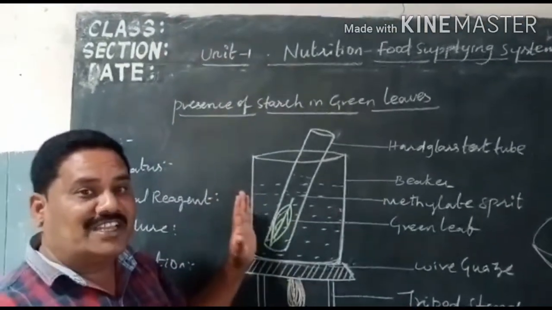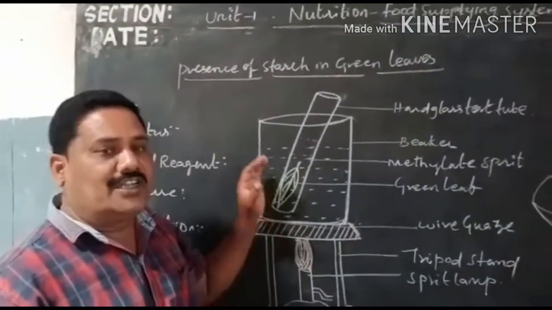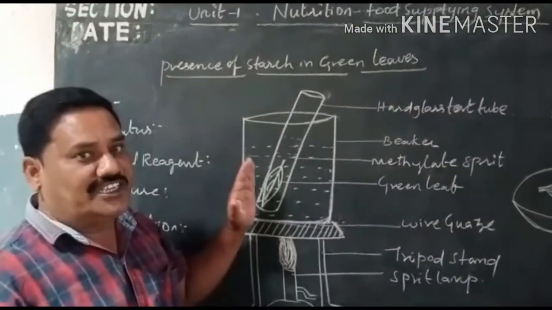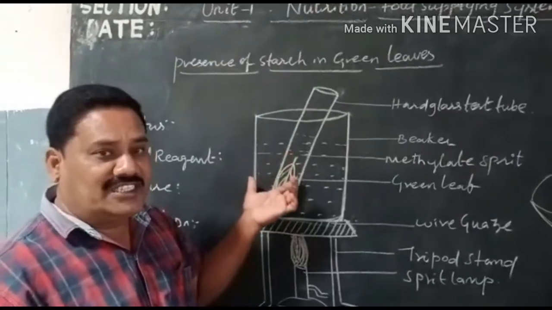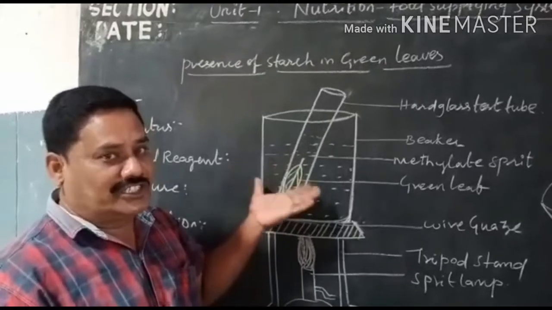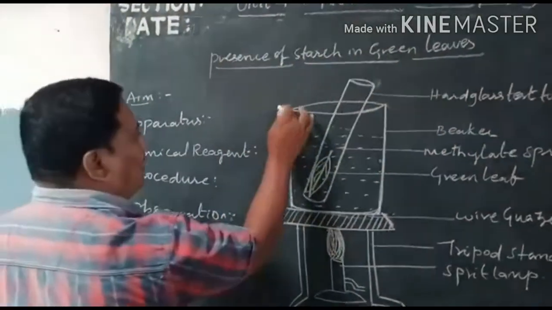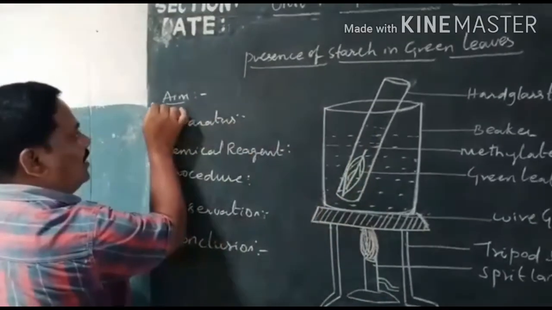All green plants prepare starch with the help of photosynthesis, using sunlight. How do you prove, with a small activity, that all green plants prepare starch? Now we see here. See, activity number 1.